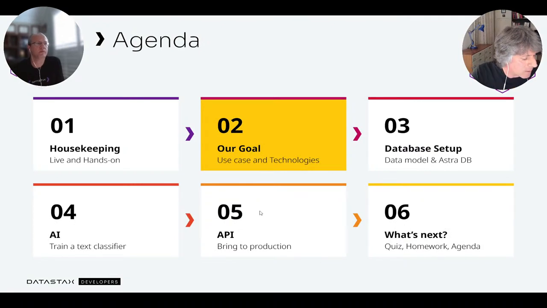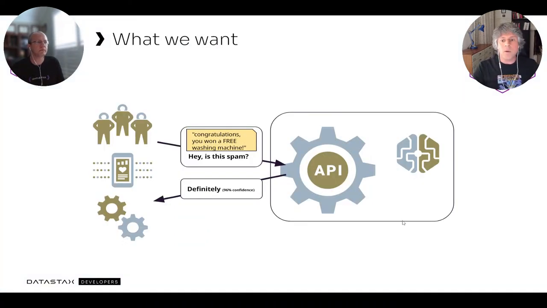Okay, so let me go to something more to the point. What do we want to reach today? What is the goal of today's exercise? We basically want an API that solves a natural language processing problem. In particular, as a prototypical example, we want to build an API that is able to distinguish spam messages from legitimate regular messages. This API might be used by users, might be embedded into a broader application, whatever. This is not our concern today. We just want to build an API.